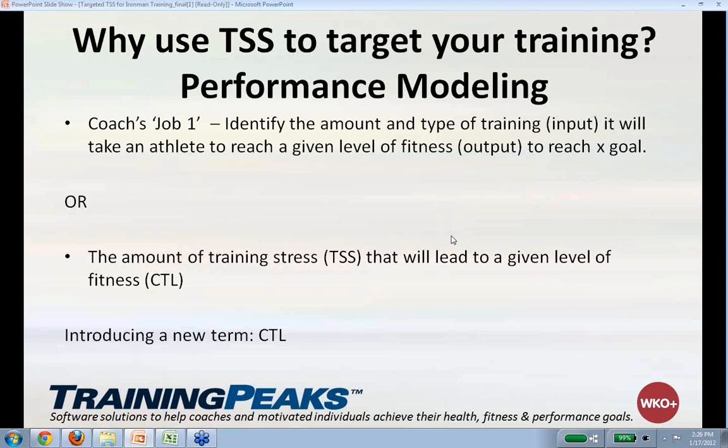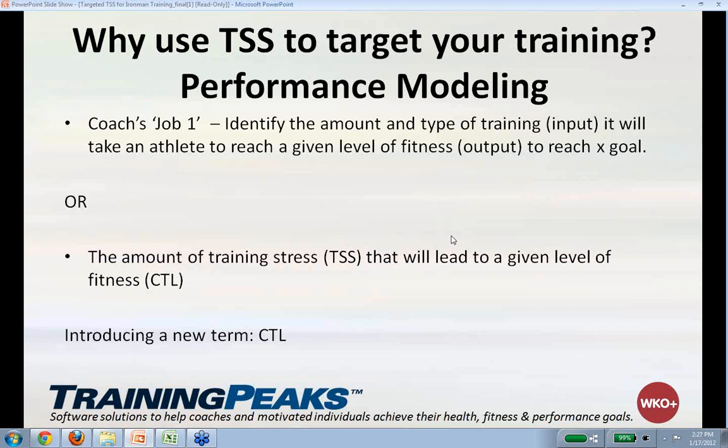And my job then is to look at that athlete and look at their past training history, get a sense of what type of athlete they are, how they adapt to the training load, and make the call of what sort of training is going to take to get this athlete to achieve the goals they've come to me for. And performance modeling ties in fantastically well with that question of, I want to reach a certain level of fitness. How am I going to get there?